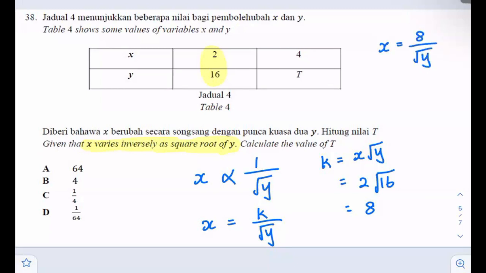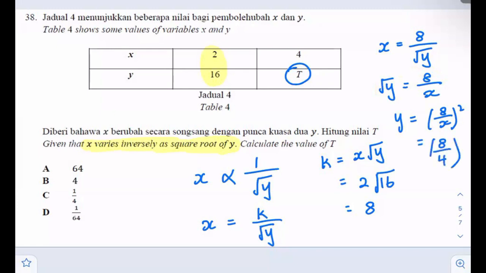So now we want to find the value of y. So we need to get the equation for y. So we put it up here, the square root of y equals 8 divided by x, and when you move a square root to the other side, it will become a square. So y will be 8 divided by x, squared. And given that x equals 4, it will be 8 divided by 4, squared, which is 2 squared, and the final answer will be 4. So y will be 4 here.